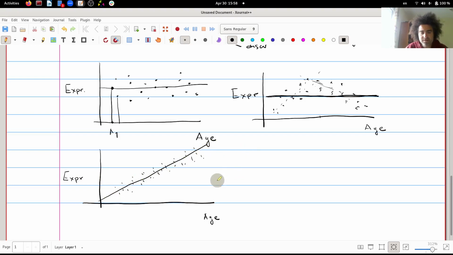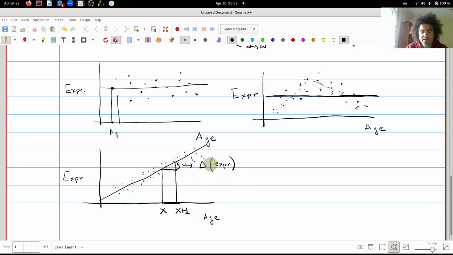Now this word linearly needs some explanation, because what we have managed to fit in this data is the following model. We have fitted a model which says that when we increase the age by a value of 1, so if here we have x, here we have x plus 1 for the age, then the expression level changes by so much. This is the delta of the expression level.